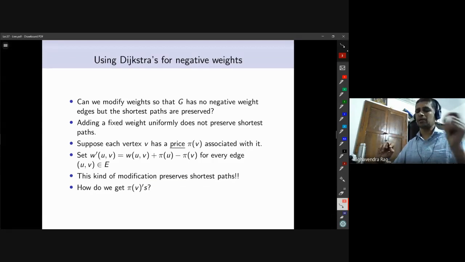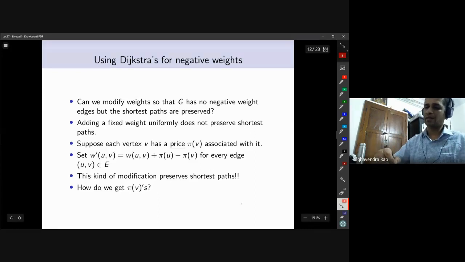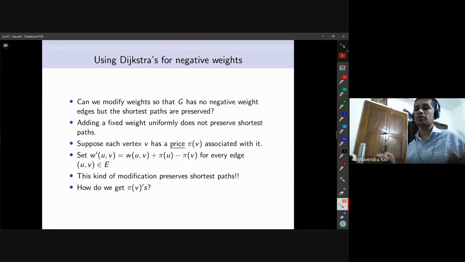Now the suitable choice of pi should be such that even if the original graph had negative edge weights, the modified edge weights as per this modification should be non-negative and the shortest path should be preserved. Those are black boxes, those we haven't addressed. So this is only a thought process where, if you can do this kind of modification with a suitable choice of pi, we can preserve shortest paths. It's basically because of telescoping.